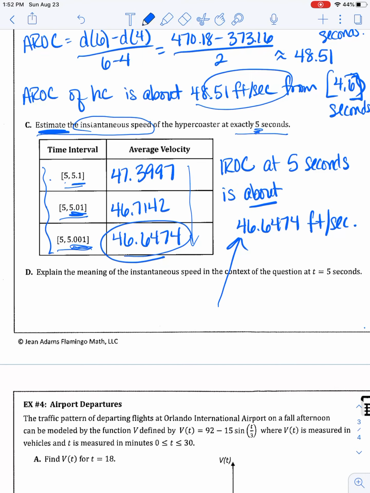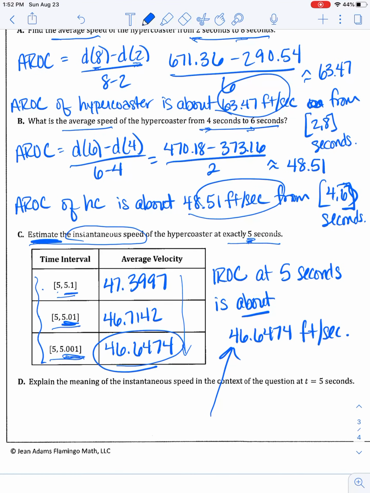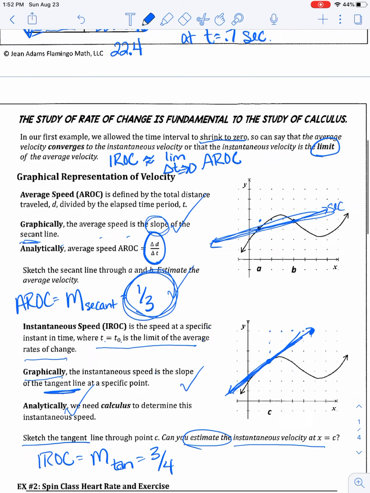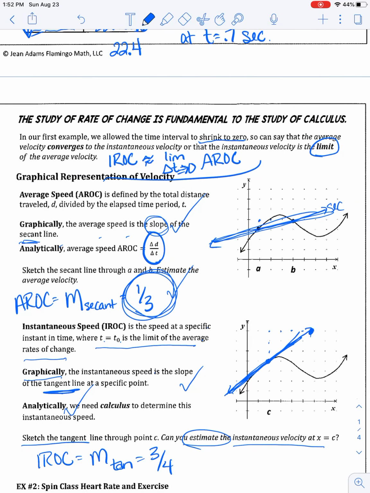Okay, so I hope this helps you understand the difference between AROC, average rate of change, which is slope, and IROC, which is instantaneous rate of change, where you can't use slope because you can't divide by 0, but you can use a limit of the AROC to approximate the IROC.